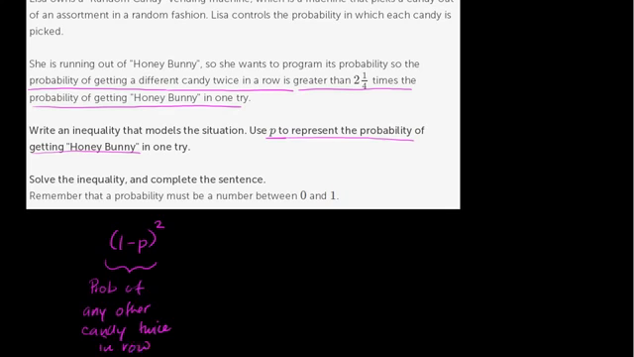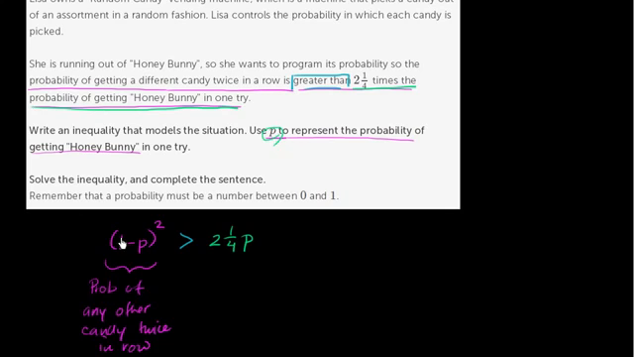Now they tell us that this probability needs to be greater than 2 1/4 times the probability of getting Honey Bunny in one try. So it is greater than 2 1/4 times the probability of getting Honey Bunny in one try. Well, that is P times P. So we have just set up the first part. We have written an inequality that models the situation.